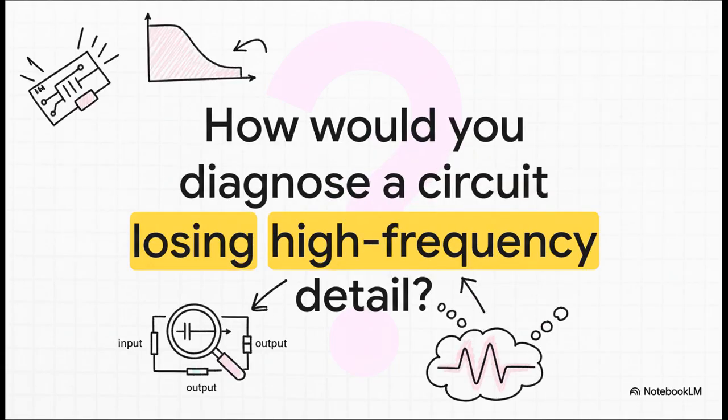All right, and to wrap things up, here's a final thought to take with you. Now you know the why behind these completely different amplifier designs, the fire hose versus the laser beam. So put yourself in a technician's shoes. If you had a circuit in front of you that was losing all of its high-frequency detail, where would you even start to diagnose that problem? What would be your first step? Because that is the moment all this theory becomes real-world practice.